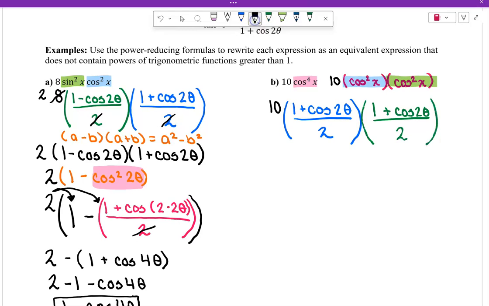Okay, so let's see what we got. So we know 2 times 2 is 4. 4 can't divide evenly into 10, so I'm going to just change that as 10 fourths. So the 2's are gone, so I'm just going to drop it. So we got 1 plus cosine 2 theta, and then 1 plus cosine of 2 theta. Okay, so let's multiply this out and see what we get.